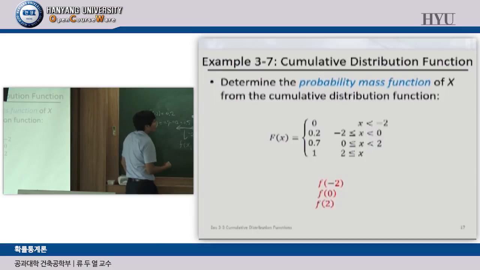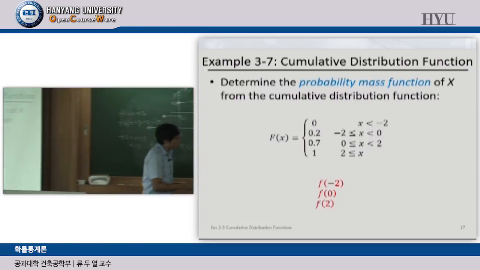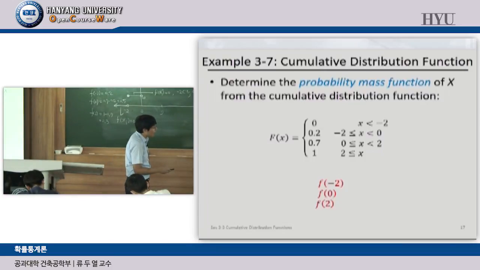Okay? And also, we can apply the same procedure to here. If the probability mass function of xl should be 0 when xl is larger than 2, then in this case, the probability mass function of 2 equals 1 minus 0.7, that is 0.3. Okay? So we can calculate the probability mass function, in this case, from the cumulative distribution function.